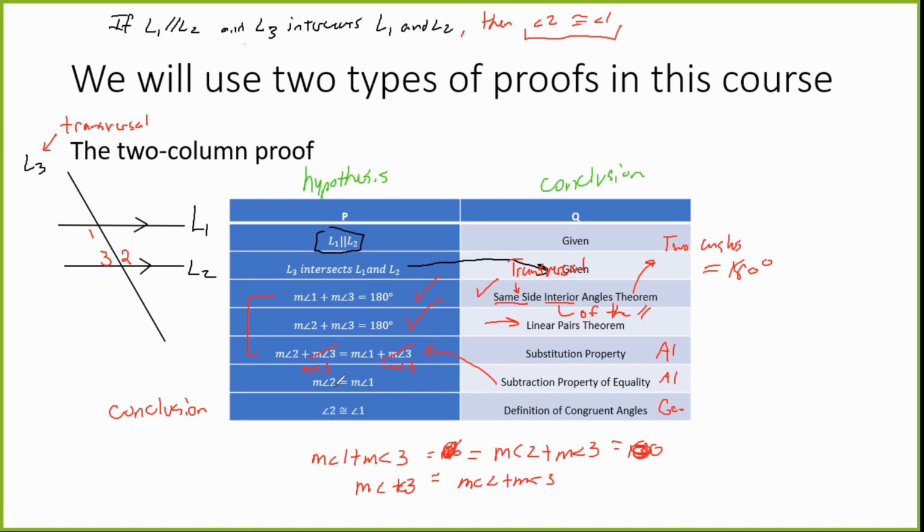And what we were shooting for here is that angle 2 is congruent to angle 1, and that is the definition of congruent angles. So I have a few more of these to show you as we get going, but the whole idea here is to get the spirit of the 2-column proof down. You always start with your hypothesis as you're given, and then you move into any steps necessary to get closer and closer to your conclusion until it is all said and done.